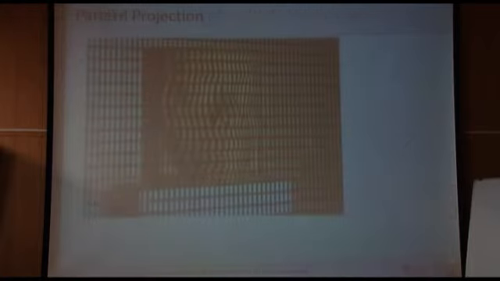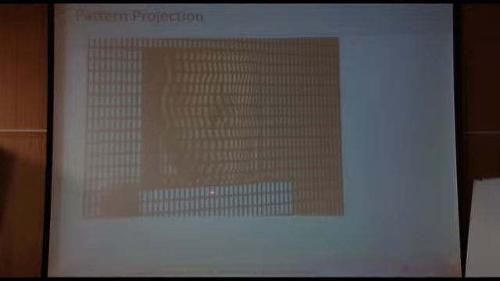So some examples. Let's use, for instance, a grid. You see here, this is the object, this is the grid, and you see that the grid is somehow distributed on the surface. However, it's again complicated to find for these lines here, the corresponding lines here or here.